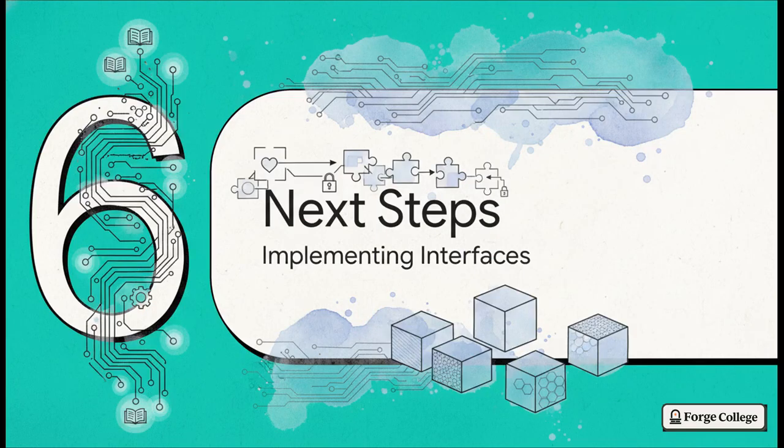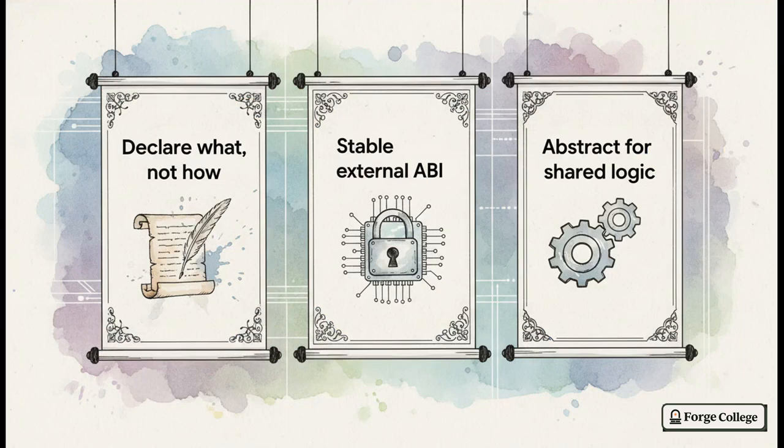Almost done. Section 6, Conclusion and Next Steps. Let's prepare for implementation. We have covered a ton of ground today. Let's quickly recap the 3 core principles you need to take away from this explainer. First, interfaces declare the what, not the how. They are the ultimate implementation-agnostic API. Second, forcing external visibility creates a completely stable ABI for third parties to rely on. And third, if you ever find yourself needing to share state variables or internal helper functions, that is your cue to switch from an interface over to an abstract contract.